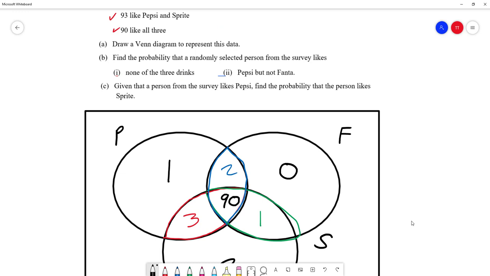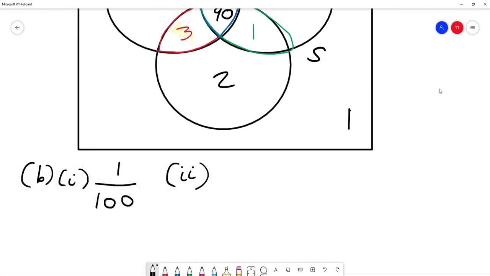Then part 2 says, find the probability that a randomly selected person from the survey likes Pepsi, but not Fanta. So what I'm going to do, I'm going to highlight that. So I'm going to say, well, if you like Pepsi but not Fanta, it means we're not going to include the intersection part. So we've got this value here, 1, and we've got this value here, which is 3. So that's going to be 1 plus 3, which is 4. So that's going to be 4 out of 100. And then we're going to do part C.